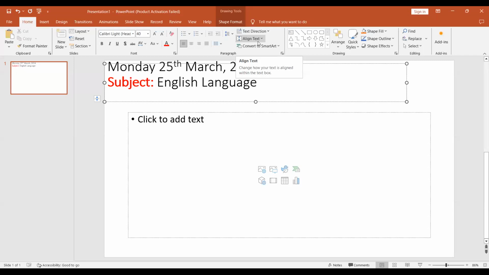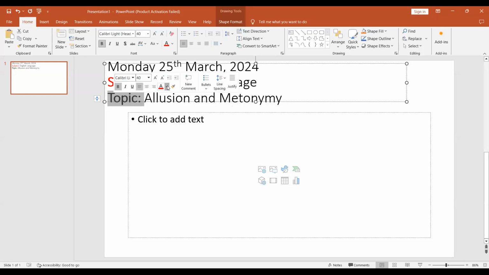Okay, so let's continue. The topic for the day is we're going to be looking at allusion. So let's first start off with what we mean by allusion.